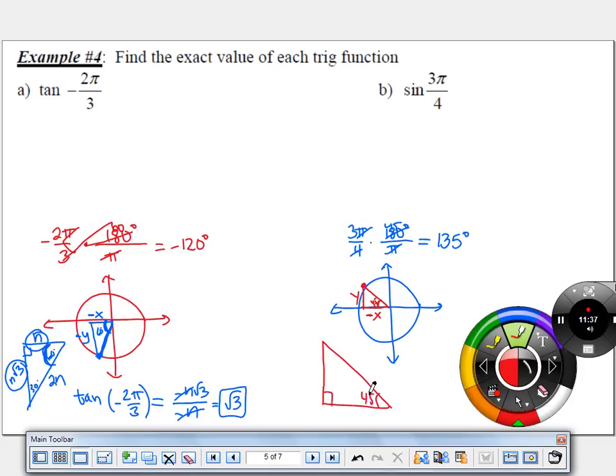So I'm looking at my 45, 45, 90, and remembering that the legs are the same and the hypotenuse is those times rad 2. So when I go to calculate the sine of 3 pi over 4, this position that I'm in, I'm going to do, remember, opposite over hypotenuse, okay, or y over r. Now, in this case, the x would be negative, but we're not using the x because we're calculating the sine, so I'm going to do y over r. And I'm going to get 1 over rad 2, and if we simplify that, I'm going to get root 2 over 2.